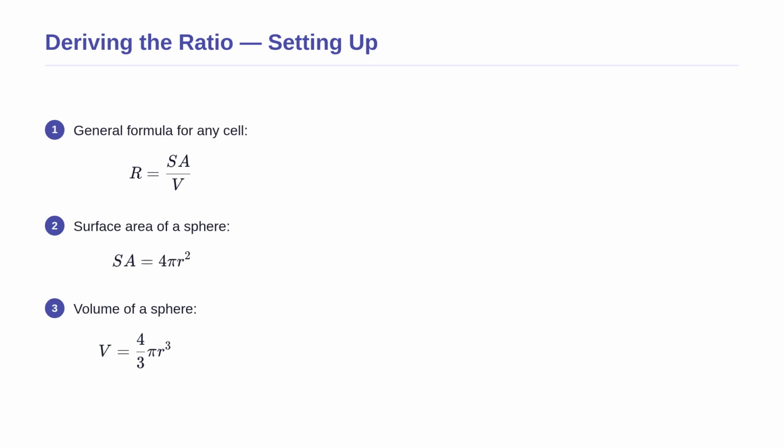To make this specific to our spherical cells, we need the geometric formulas for a sphere. The surface area of a sphere is 4 times pi times the radius squared. The volume of a sphere is 4/3 times pi times the radius cubed. In our next step, we will combine these pieces to see how the mathematics naturally simplifies.